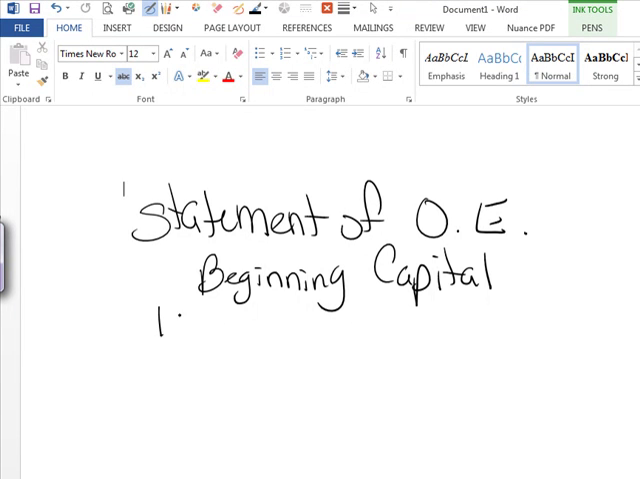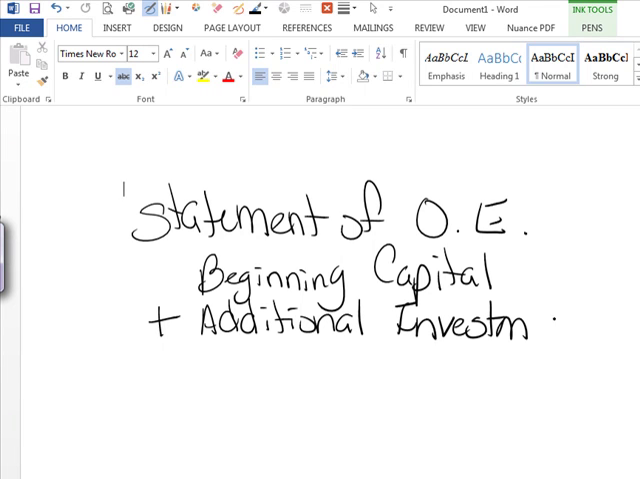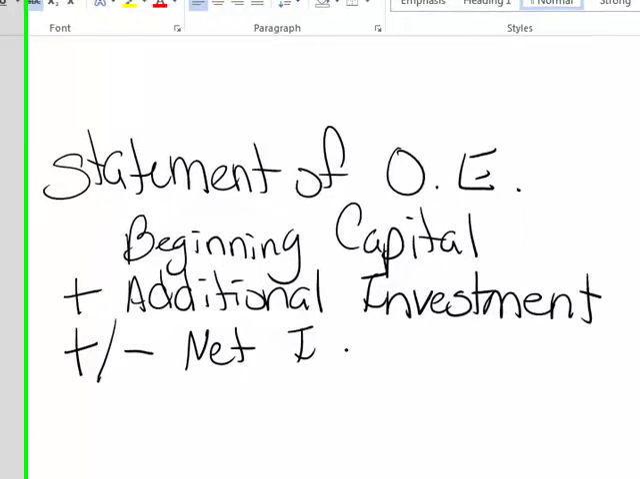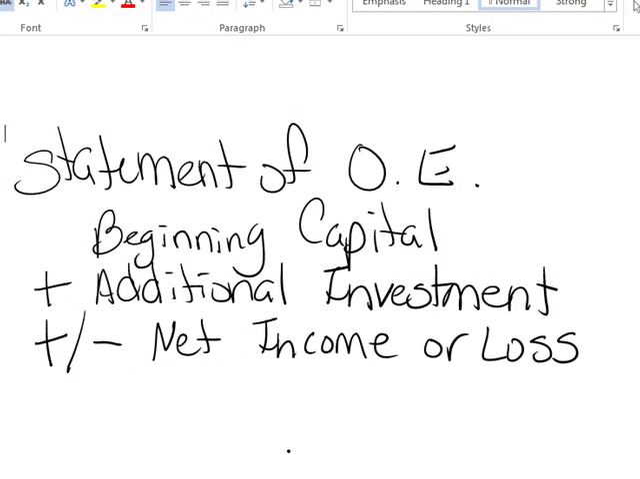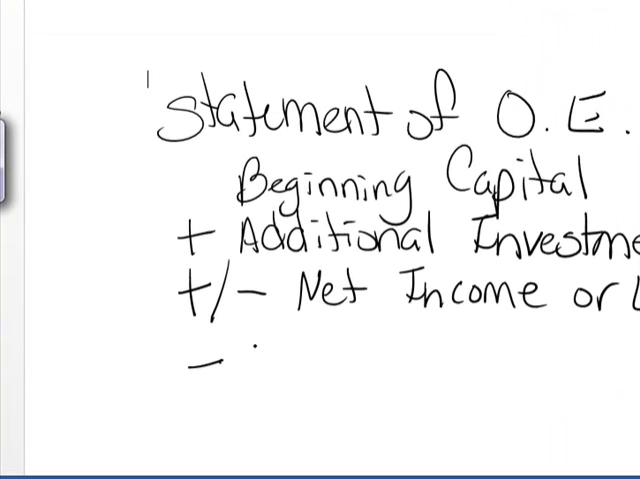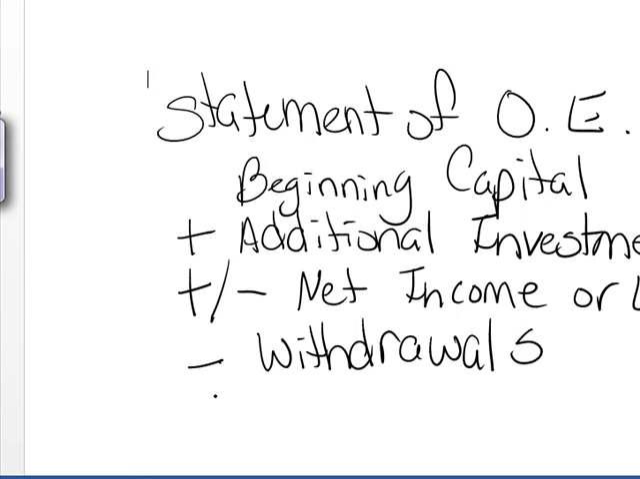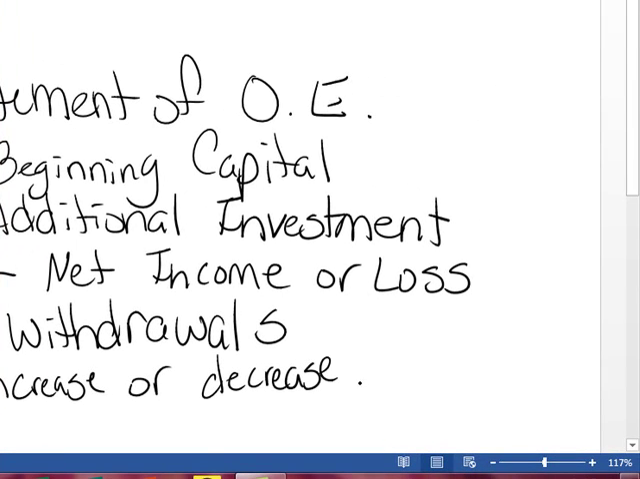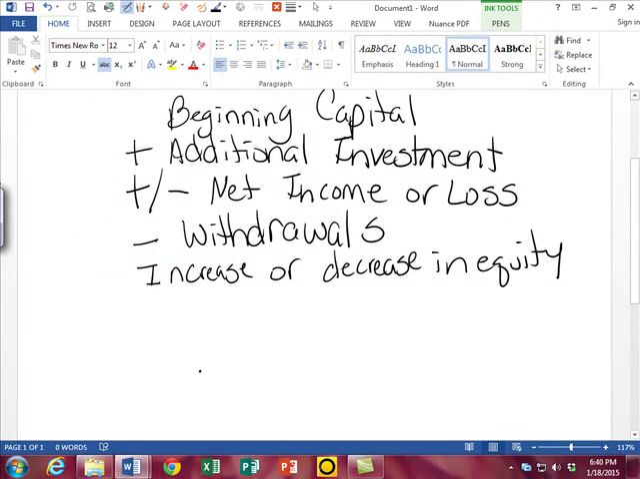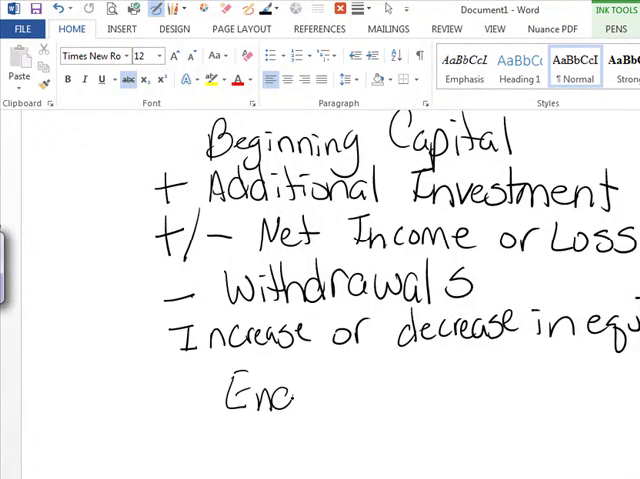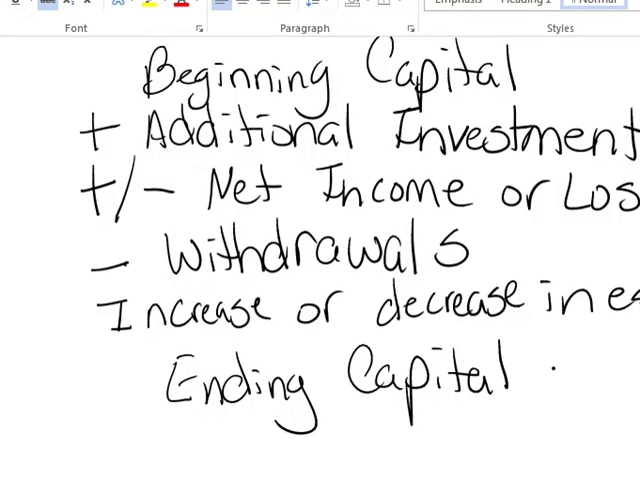The next thing we're going to add in is any additional investment, if there is one. There's not always going to be an additional investment. We're going to add in or take away a net income or loss. We're then going to take away any withdrawals that the owner may have done, which is the drawing. And then we're going to determine whether or not there was an increase or decrease in equity for the month. We're then going to take the beginning capital, add it to the increase or decrease to determine what the ending capital for the month is.